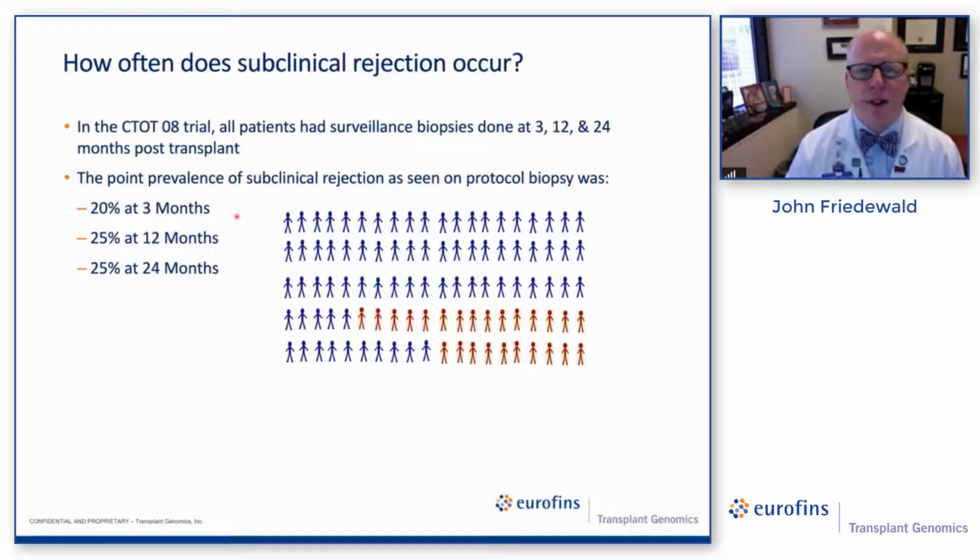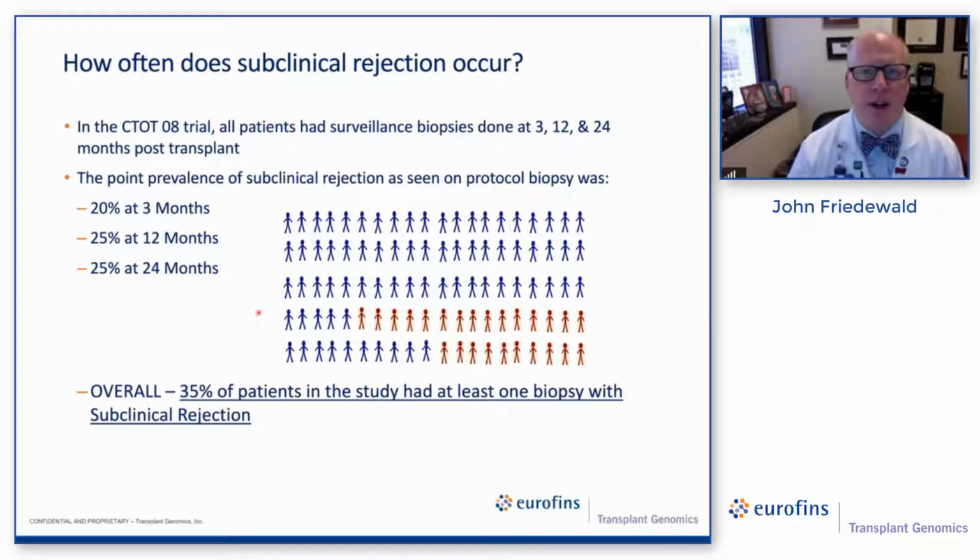So how often does subclinical rejection occur? We found in the CTOD8 trial, and this was very similar to the GOCAR trial, where surveillance biopsies were done at 3, 12, and 24 months post-transplant. And we found the point prevalence to be fairly similar at all those time points. So 20% of patients biopsied at 3 months had subclinical rejection, 25% at 1 year, and 25% at the 2-year mark. Overall, if you look at a subject level, because patients could have more than one biopsy showing subclinical rejection, 35% of patients in the study had at least one biopsy with subclinical rejection.